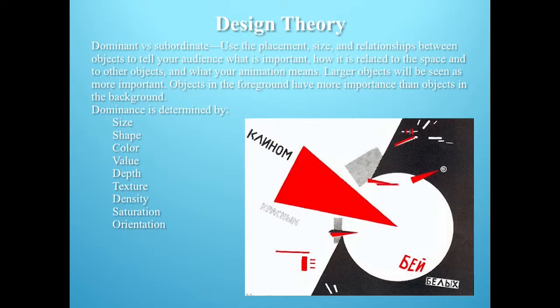The saturation of the colors, that red is extremely saturated, and the orientation, the angle of that triangle points down into the circle. It cuts across the entire composition. It points towards the corner. So it's very strong. So, well, it's an El Lissitzky poster from the Russian Revolution.